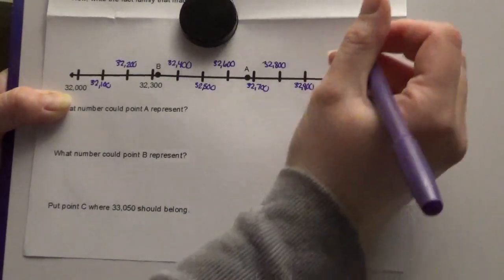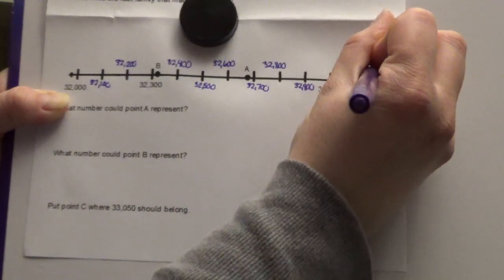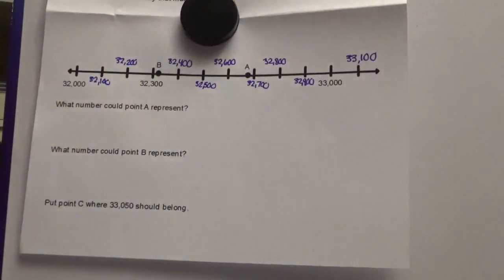That's 100 more. And then another group of 100 means 33,100. Now that I figured out how this number line is counting, and now that I have labeled my number line, I'm able to answer the questions. So the first question says, what number could point A represent? And the second question says, what number could point B represent?